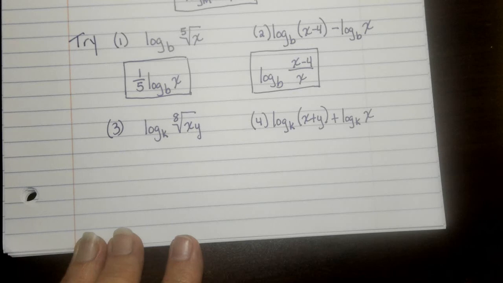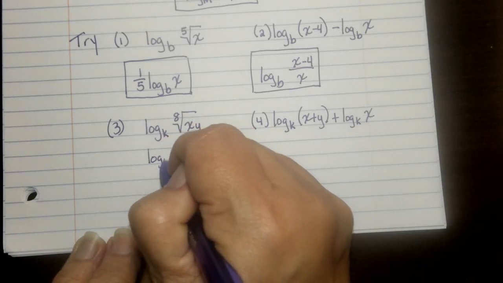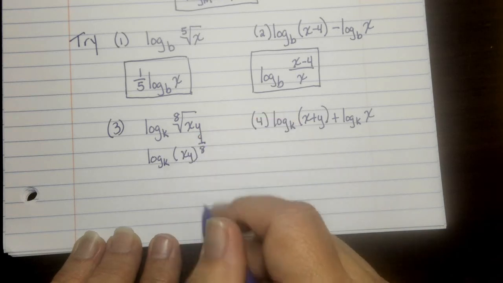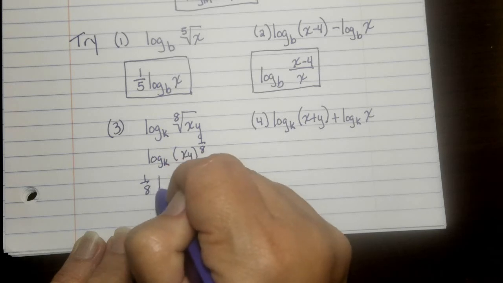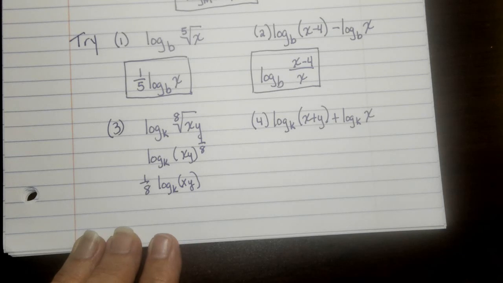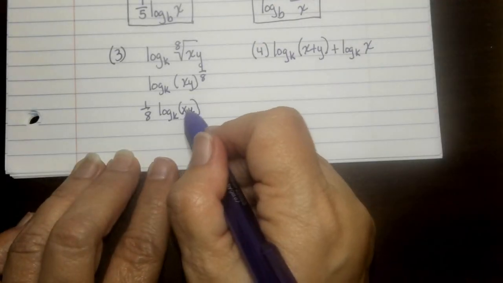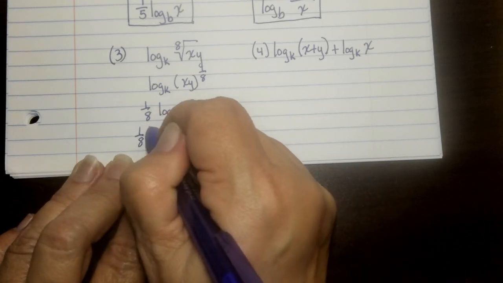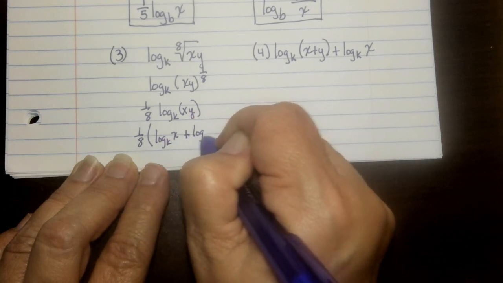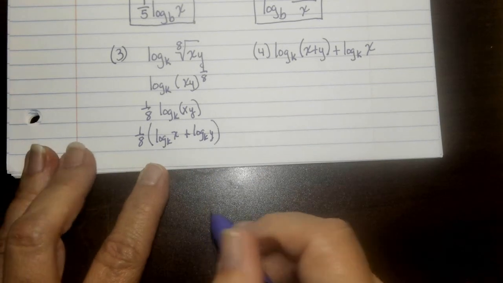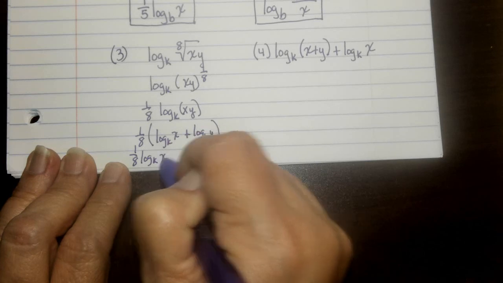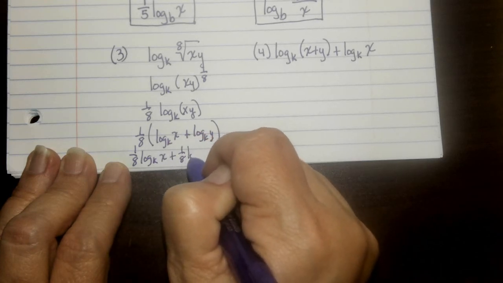Alright, so let's take a look at this one step by step. First thing is I'm going to write this as xy to the 1/8 power. Secondly, I'm going to bring my 1/8 out in front. Next, I'm going to see that I am multiplying, so I'm going to use my product property, and that's going to be my log of x added with my log base k of y. And then the last thing I'm going to do is distribute that 1/8, and this will be my final answer.